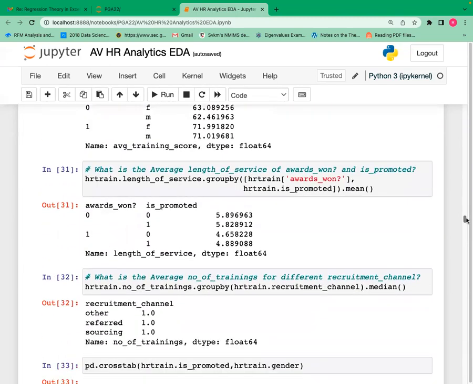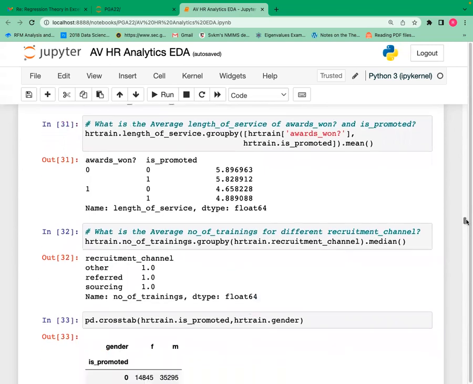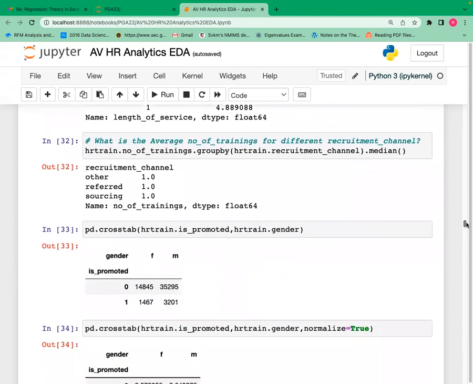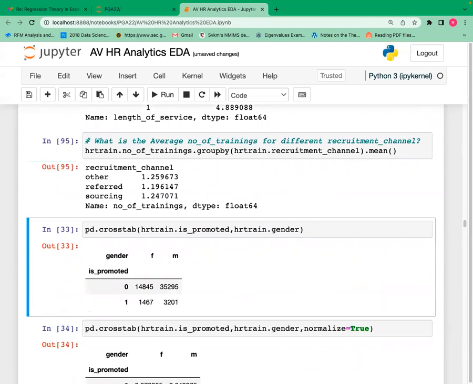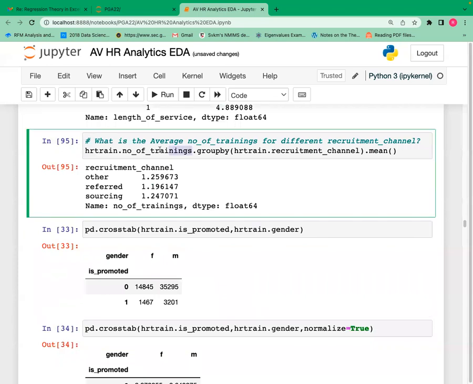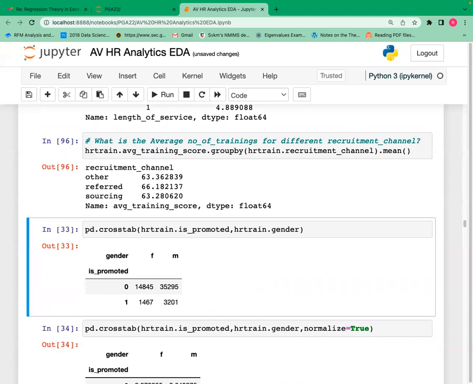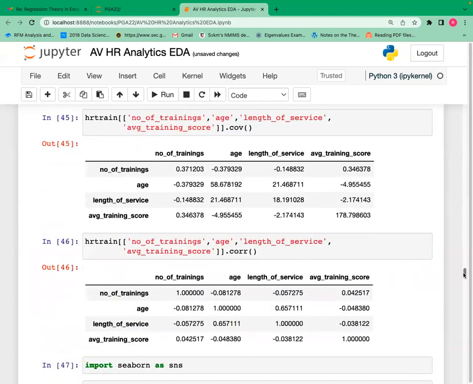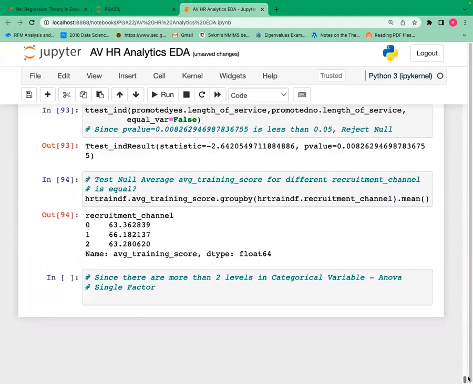Recruitment channel, other, referred, sourcing. Let me just run the name so that it can be confirmed. Other, referred and sourcing. 0 is other, 1 is referred, 2 is sourcing. Okay.